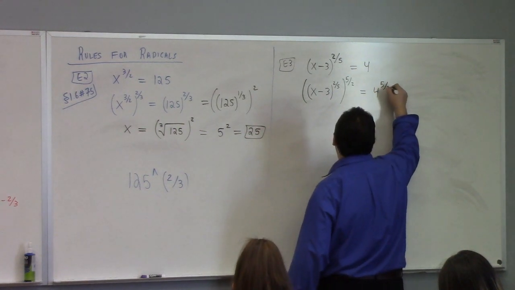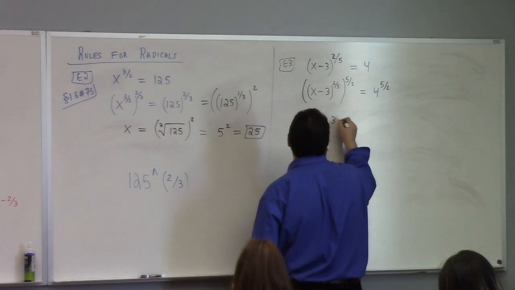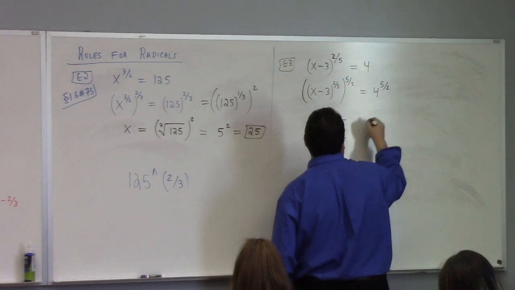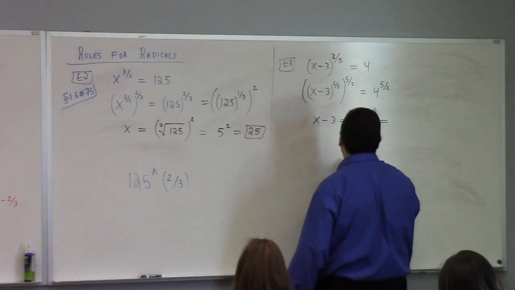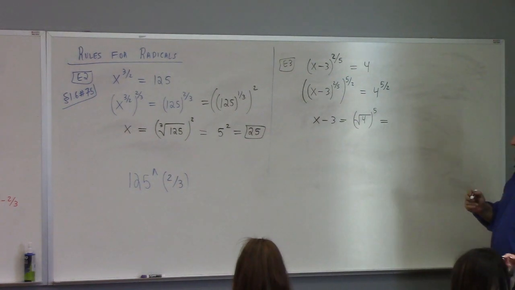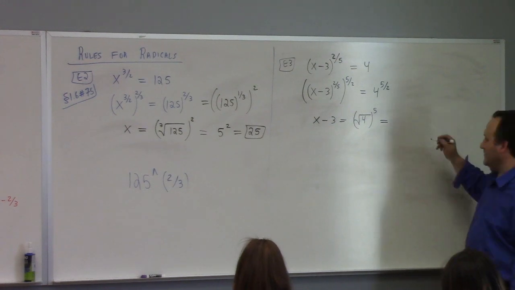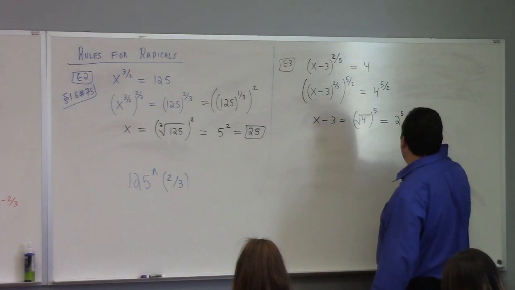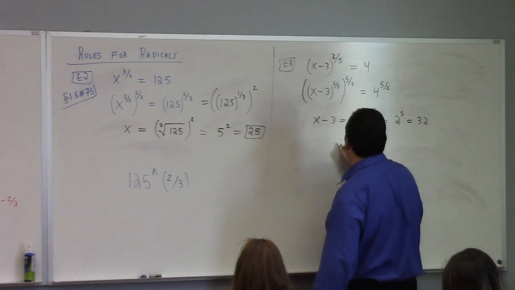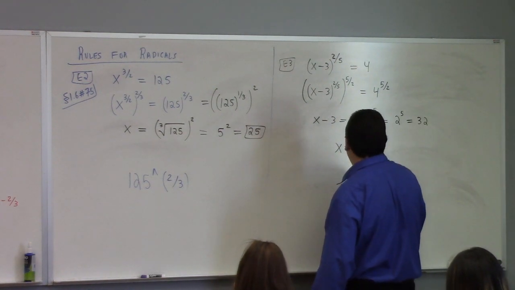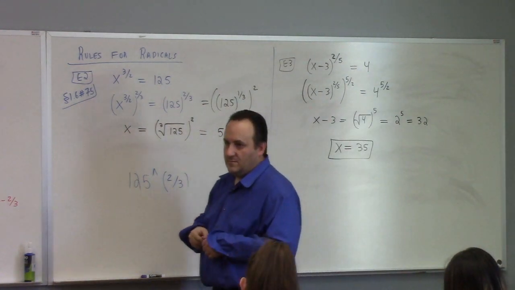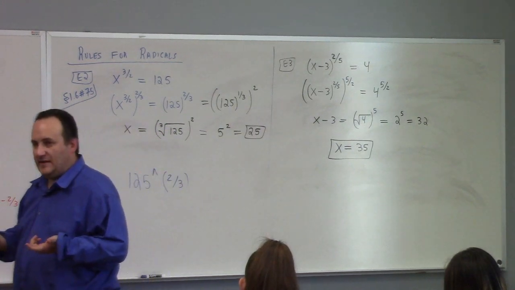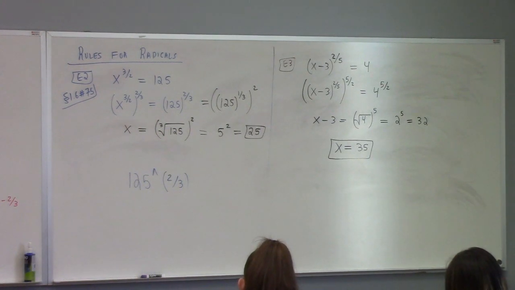4 to the 5/2. So we get x minus 3 is equal to, and 4 to the 5/2 we can rewrite as the square root of 4 to the 5th power, which, what is that, Beth Ann? 32, yeah. That's 2 to the 5th, which is also known as 32. So the answer is 32 plus 3, which is 35. So these aren't bad.